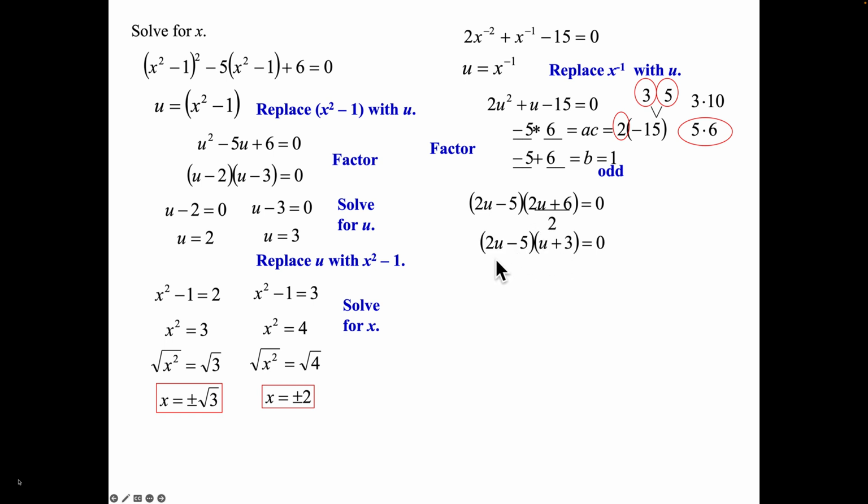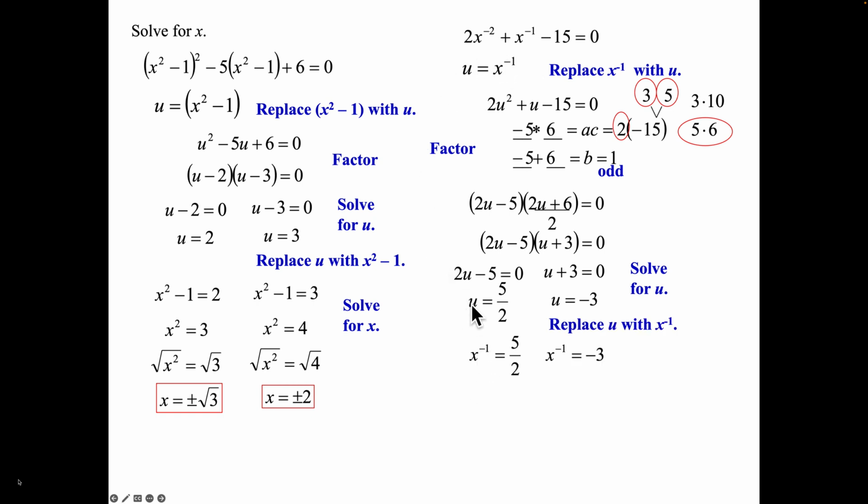We'll solve these for u. We're going to get u equals, let's see, add over the 5, divide over the 2, subtract over the 3. Now bring the x to the negative 1 back to the problem. x to the negative 1 comes in for u equals 5 halves. x to the negative 1 equals negative 3.